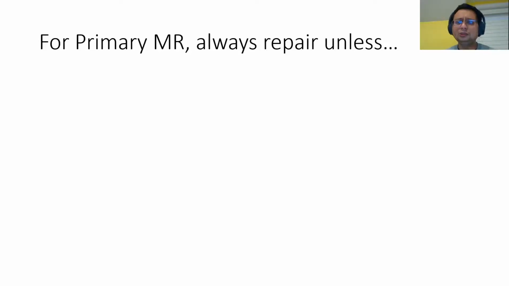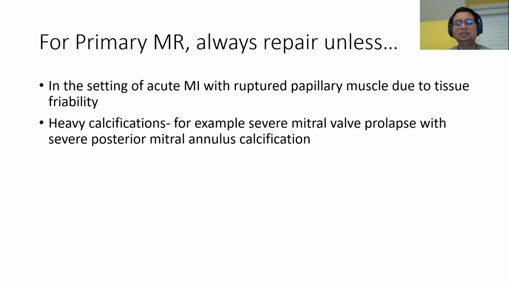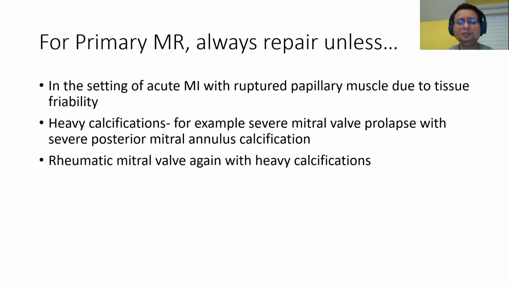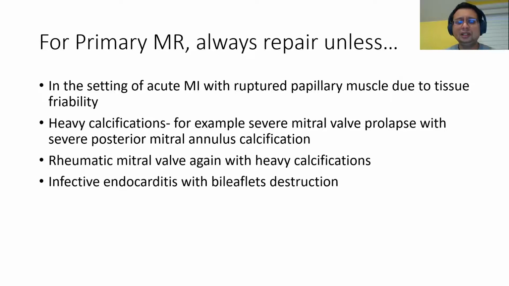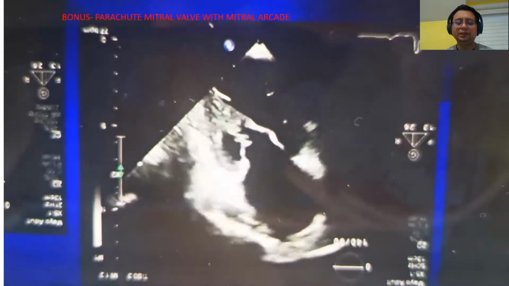For primary MR, I just wanted to stress again, finally: always repair, unless in the setting of acute MI with ruptured papillary muscle due to tissue friability, or heavy calcification, for example someone with severe mitral valve prolapse with severe posterior mitral annular calcification. Rheumatic mitral valve with heavy calcification, and infective endocarditis, usually we don't repair because of the bileaflet destruction. If you have Barlow's disease with severe calcification, it's also normally very difficult to repair. These are the settings where we don't repair a primary mitral regurgitation.